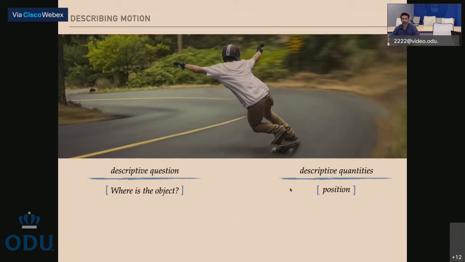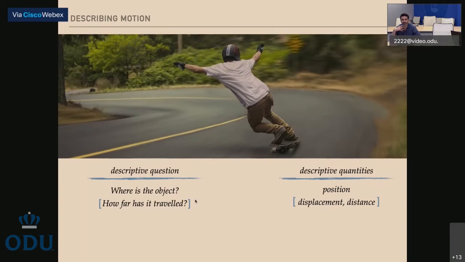And the answer would be a position, right? So you tell me where, I ask you, where's the object? And you would tell me somewhere along the x-axis and somewhere along the y-axis, or so forth, okay? So it's going to be in some plane or some three-dimensional surface, and you're going to give me the coordinate associated with that position. And so the position is a descriptive quantity.